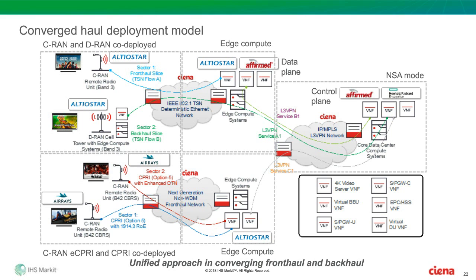This being said, if you look at how deployment models will happen, we believe, if you look at the left side, there are two main deployment models we're going to be experiencing. On the top left side of the chart, it's called CRAN and DRAN co-deployed. Many of those sites today have LTE networks and will receive 5G NR networks as well. And in some cases, some of them will be CPRI-based, eCPRI-based, some of them will be DRAN-based.